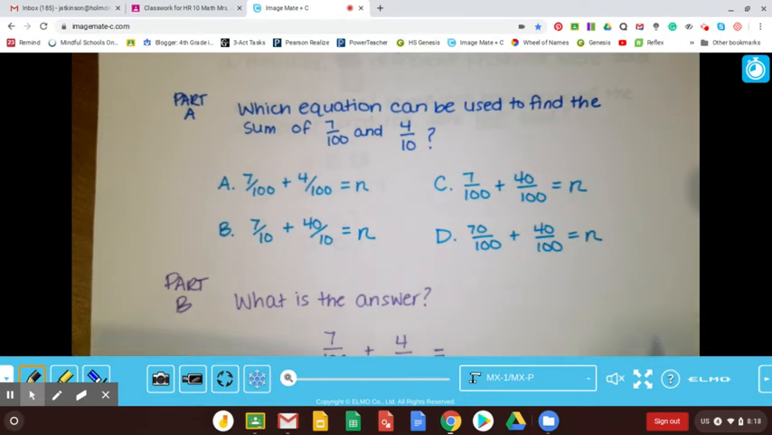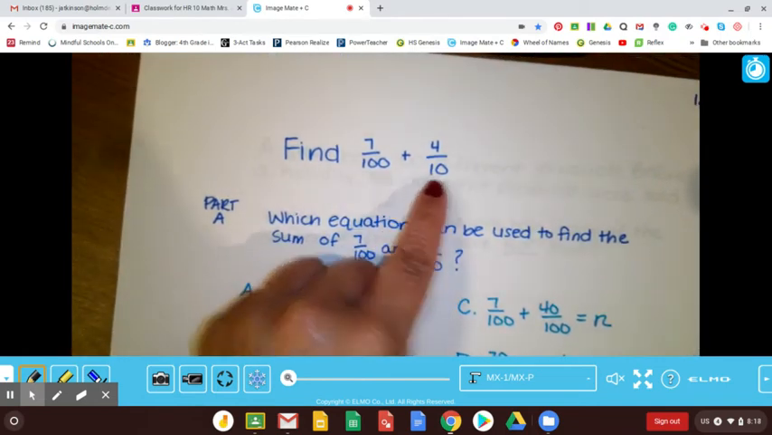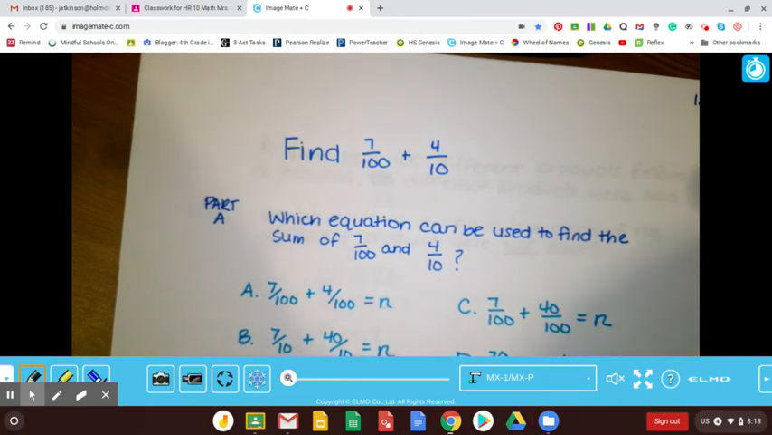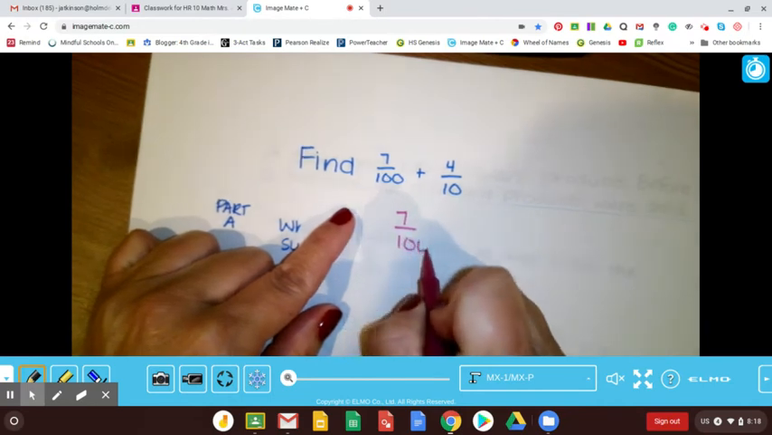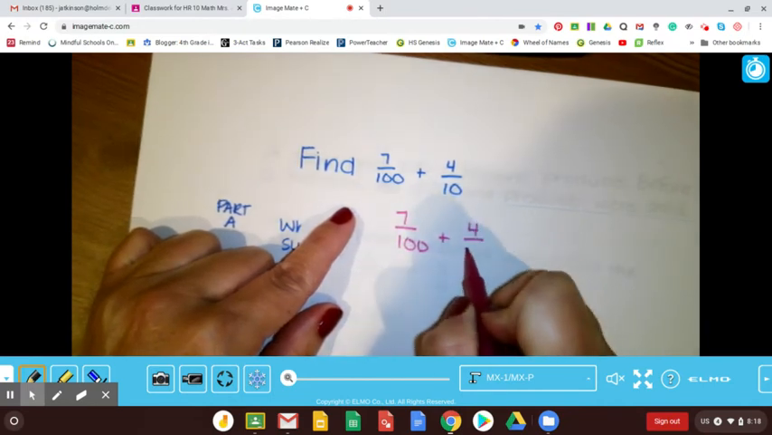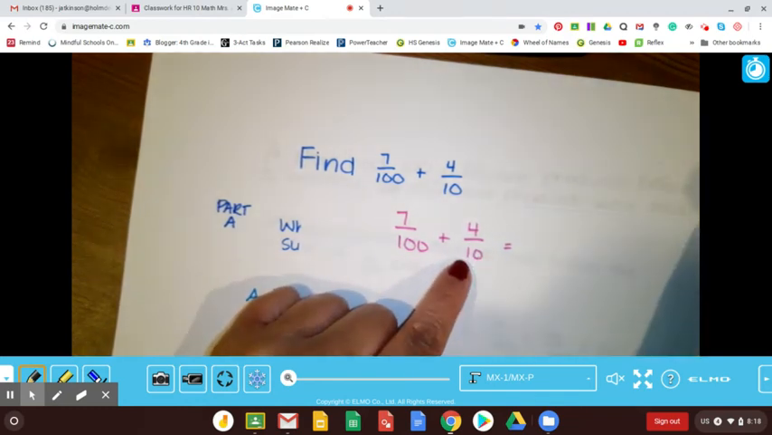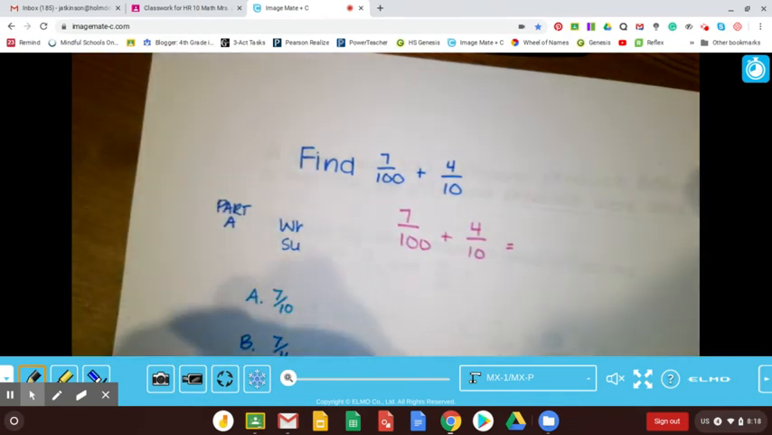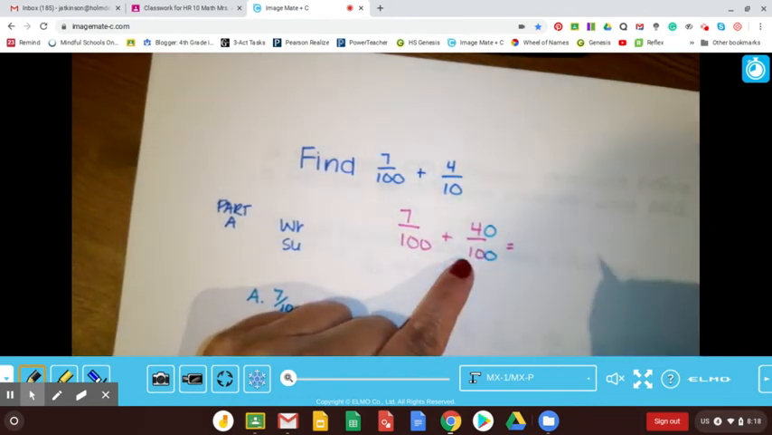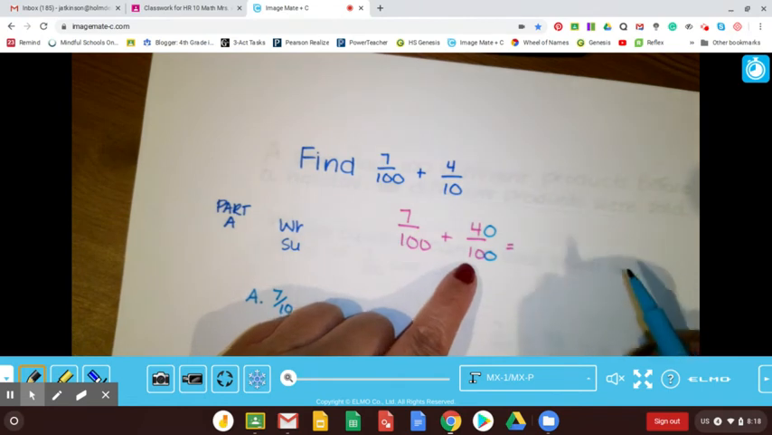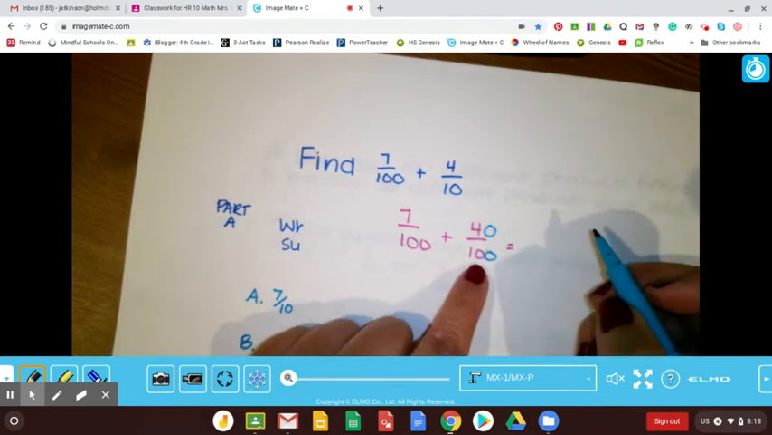Excellent. All right, here's another one. Find 7/100ths plus 4/10ths. Again, whenever we add fractions, we know that we need to have a common denominator. So, the easiest thing to do is to turn that 10 into a 100. We're multiplying top and bottom by 10. Therefore, it changes to 40/100ths instead of just 4/10ths. We know they're equivalent. Now we're going to add them.